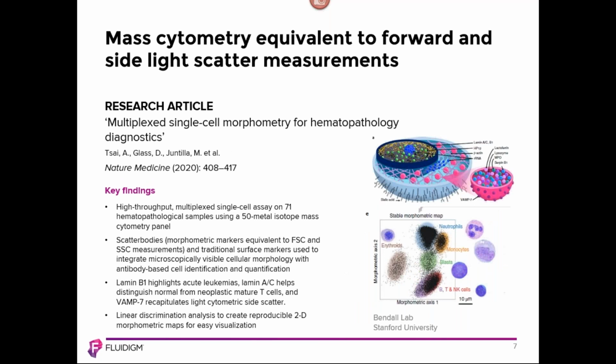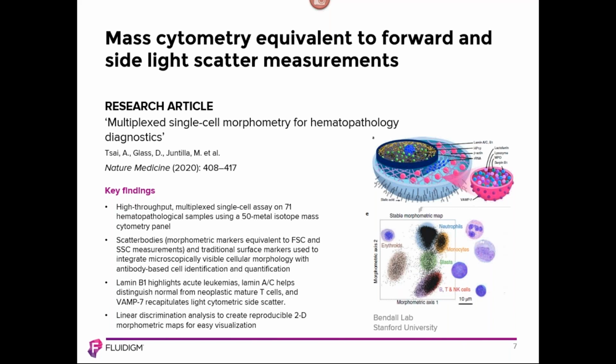Switching on to some scatter measurements. Diagnosis of hematopoietic malignancies is traditionally done by IHC, immunohistochemistry, or by flow cytometry. IHC is a skill-based technique and is variable, while flow is limited by the number of markers and autofluorescence of certain cell types. In this publication, Sean Bendall's lab from Stanford developed a morphometric analysis for mass cytometry to construct two-dimensional visualization equivalent to forward and side scatter measurements used in flow cytometry.